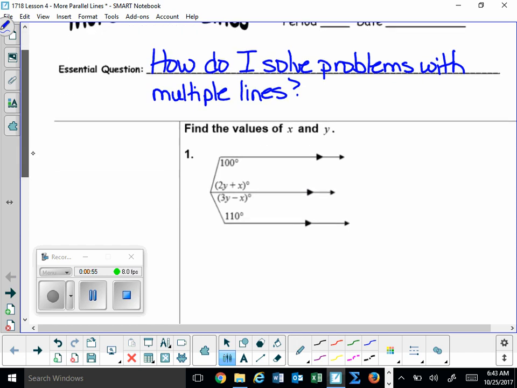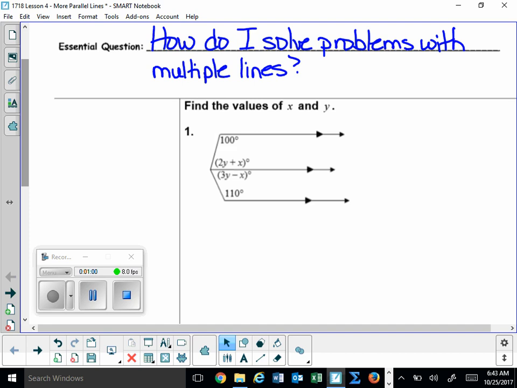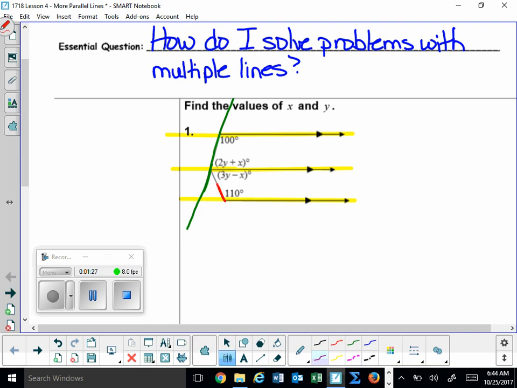Okay, let's take a look here at number 1. The very first thing I'm noticing is that I've got 3 parallel lines, which I am going to highlight. And I'm actually going to extend my parallel lines because I have 2 different transversals going on. Right? I have a transversal here, and I have a transversal here.